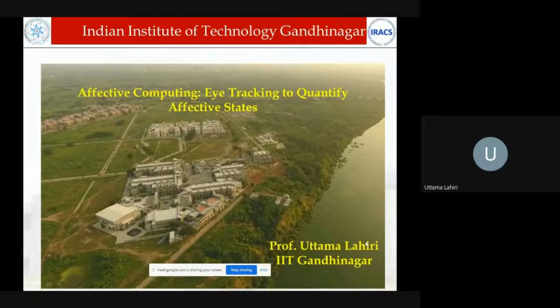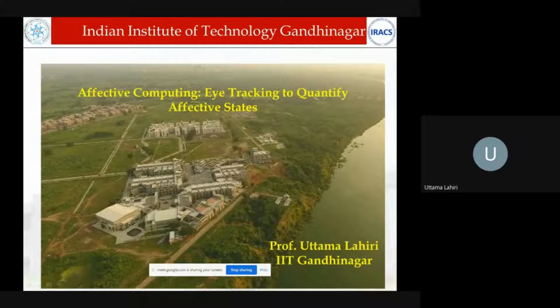So today I will be presenting on affective computing, eye tracking to quantify affective states. And this is our view of our beautiful campus at IIT Gandhinagar beside the Sabarmati River. This is all the academic building, and these are the hostels, and this is the Sabarmati River, and these are the faculty staff housing. So it's a very big area beside the picturesque river.